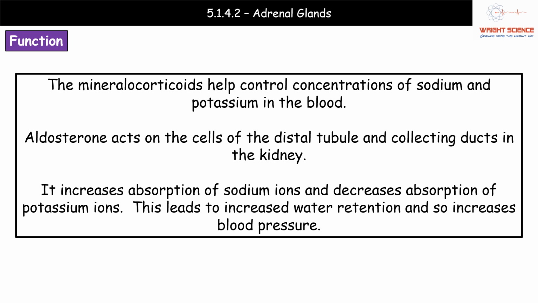As a result of that, what we see is a greater amount of water is going to be retained within the blood, and because we've got a greater amount of water within the blood, that's going to increase the blood pressure. So we can see here how just having that hormone then leads to changes in the target cells, which are obviously located within the kidney, DCT and the collecting duct. We're going to change the amount of sodium and potassium ions that are being absorbed into the blood, and therefore change the amount of water present.